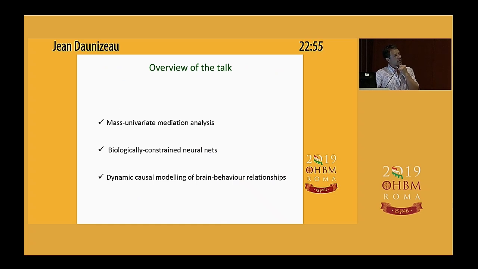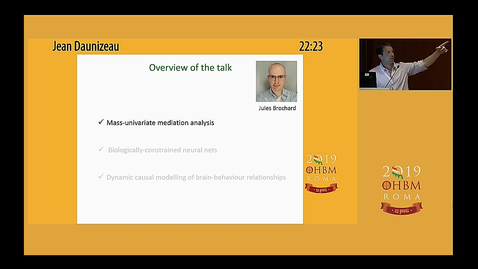So I'm going to describe 3 techniques, very simple ones, admittedly simplistic, that address the question of relating brain and behavior slightly differently. The focus here is on trying to make the most out of the fMRI data. That could be used with other types of neuroimaging techniques, but here I'm going to be using it with fMRI. So let's begin with this, mass univariate mediation analysis. That's the work of a PhD student who's working with me, Jules Brochard.